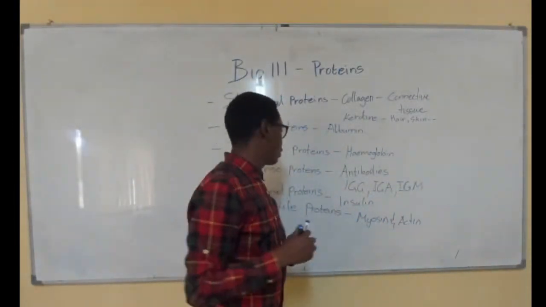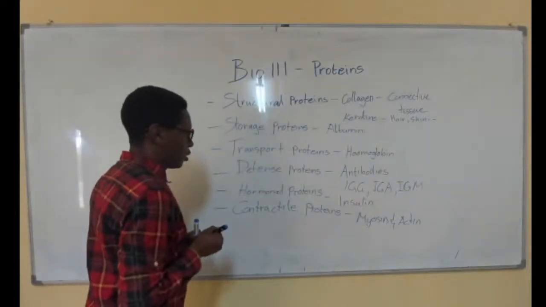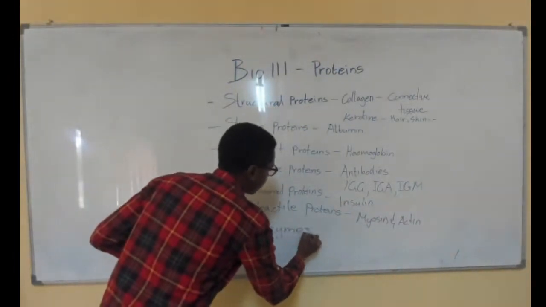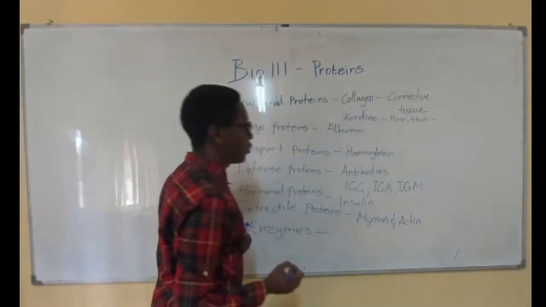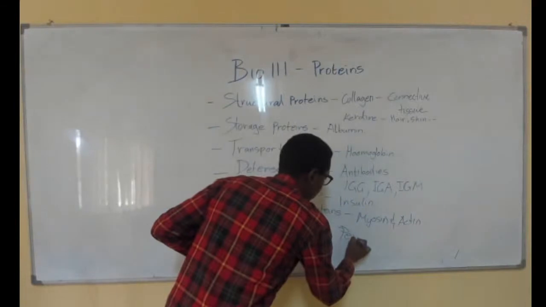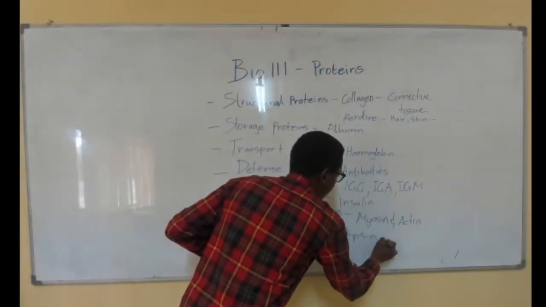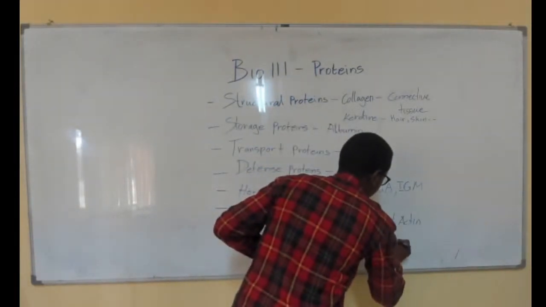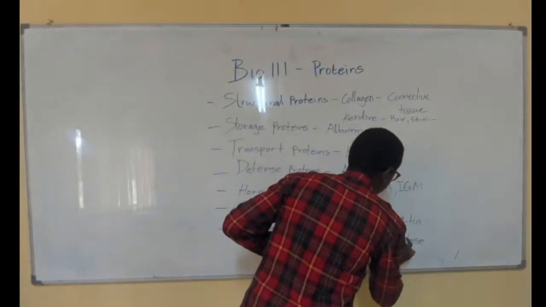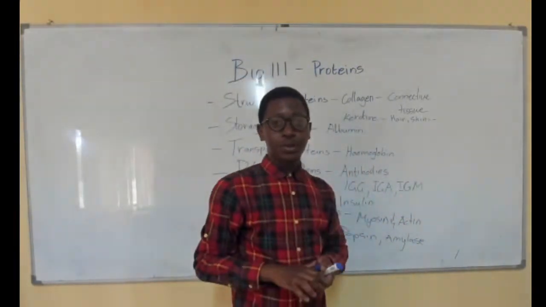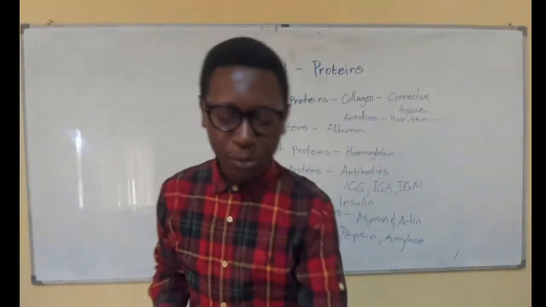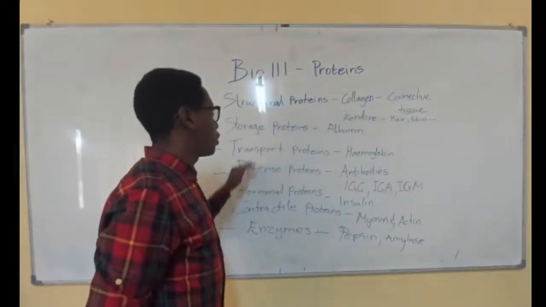Then we also have what's known as enzymes. So enzymes are also proteins. So an example of a protein enzyme is, okay, you can say pepsin or amylase. Okay. So those are examples of enzymes, which are proteins. Okay. So these are the different types of proteins that exist.